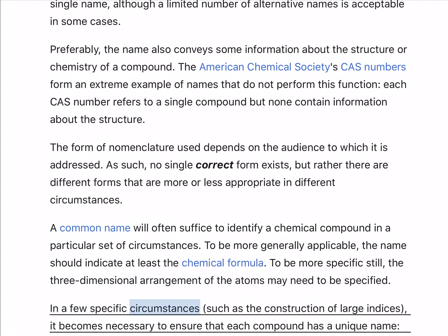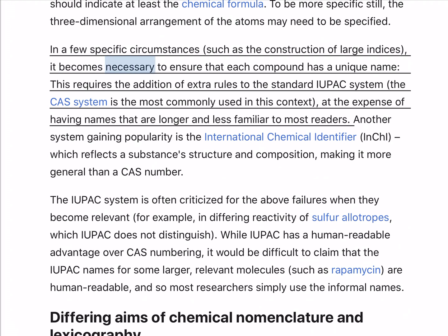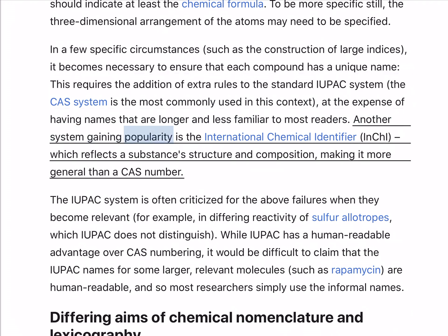In a few specific circumstances, such as the construction of large indices, it becomes necessary to ensure that each compound has a unique name. This requires the addition of extra rules to the standard IUPAC system. The CAS system is the most commonly used in this context, at the expense of having names that are longer and less familiar to most readers. Another system gaining popularity is the International Chemical Identifier, InChI, which reflects a substance's structure and composition, making it more general than a CAS number.